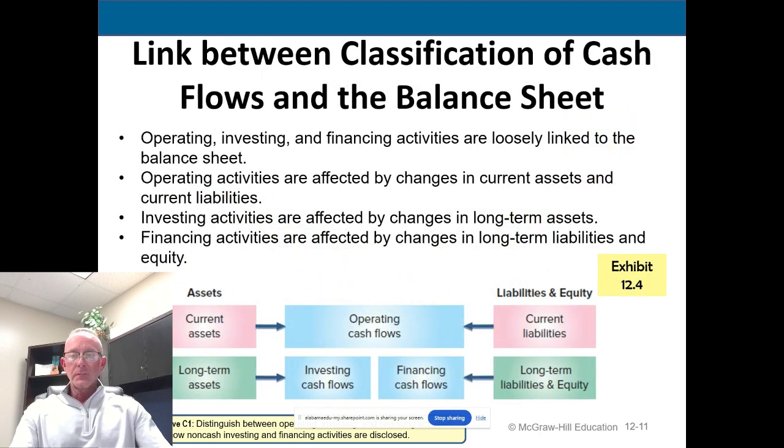All right. So you can see here, most of the time, current assets and current liabilities are in operating cash flows. It's operating cash flows. Long-term assets is investing, and long-term liabilities and equity is going to be financing.